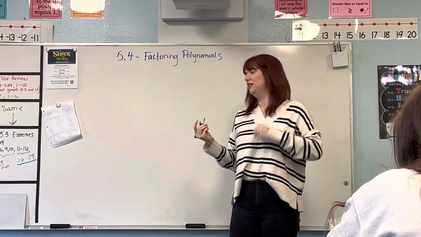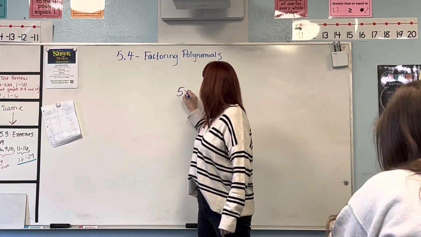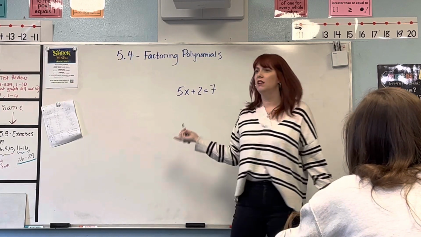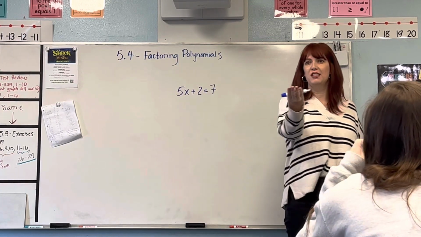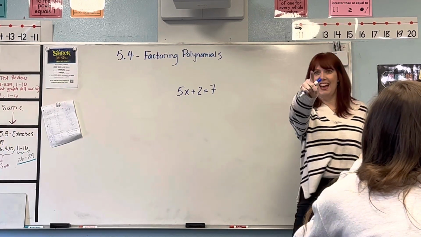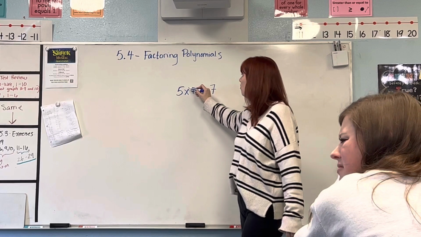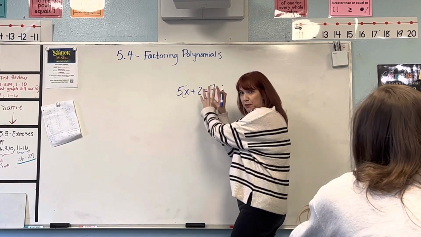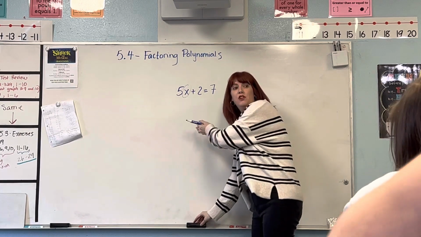Just solving a linear equation. Like, if I have 5x + 2 = 7, what's the goal? You're trying to find out what x equals. How? You reverse the operations, getting x alone, getting it by itself. That's our goal, right? To get x alone. This is a linear equation, a basic equation. That's how you solve those.